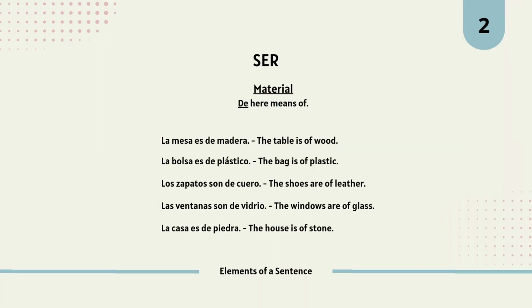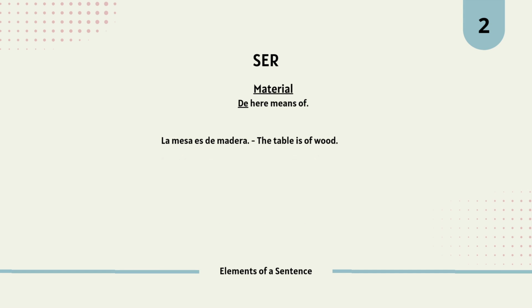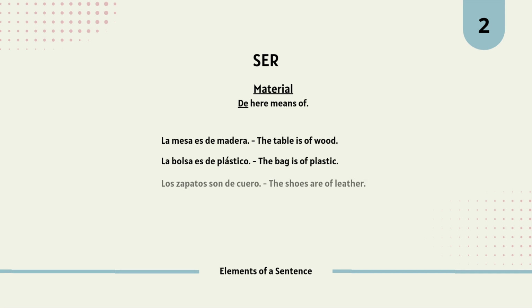Alright, let's see some examples for material. De here means of. For example, la mesa es de madera. The table is of wood. So, a wooden table. La bolsa es de plástico. The bag is of plastic. So, a plastic bag. Los zapatos son de cuero. The shoes are of leather.